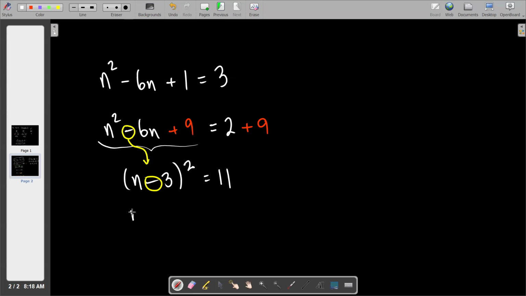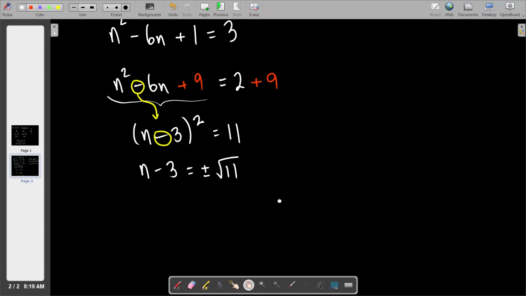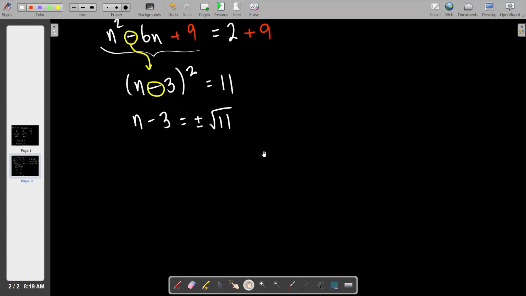I'm going to not skip a step, but you will find yourself at this point starting to do 2 things at once. You'll square root while also moving the 3 to the other side. I'm just not going to. So we're going to get n minus 3 equals what? Positive or negative? Not 11. Root 11. Got to take the square root at that exact point in time. And then, like I said, you get good enough at this that you start also moving that 3. But this is what it looks like. We get n equals 3 plus or minus root 11.